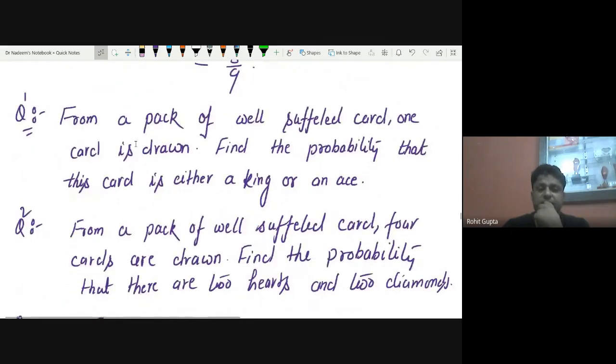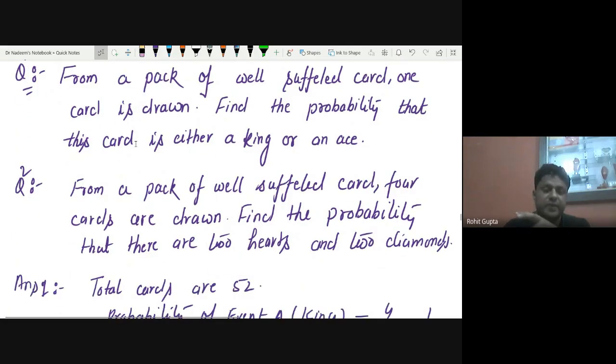Now the next question is: from a pack of well shuffled cards, one card is drawn. Find the probability that this card is either a king or an ace. Okay, so how many total cards are there? We have 52 total cards. How many kings are there? There are 4 kings. How many aces are there? 4 aces.